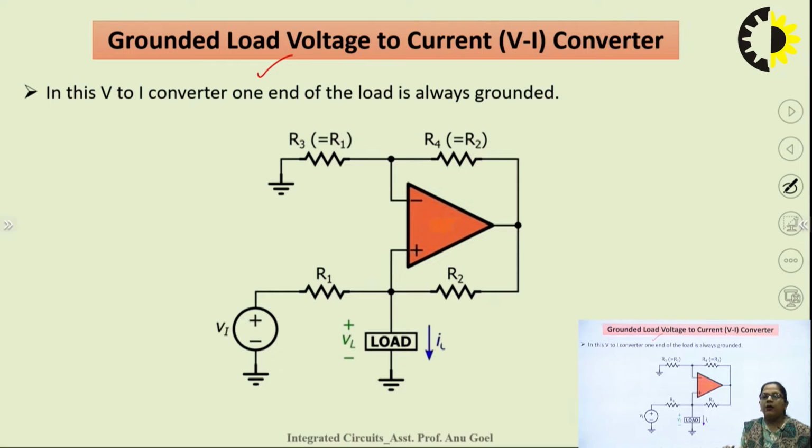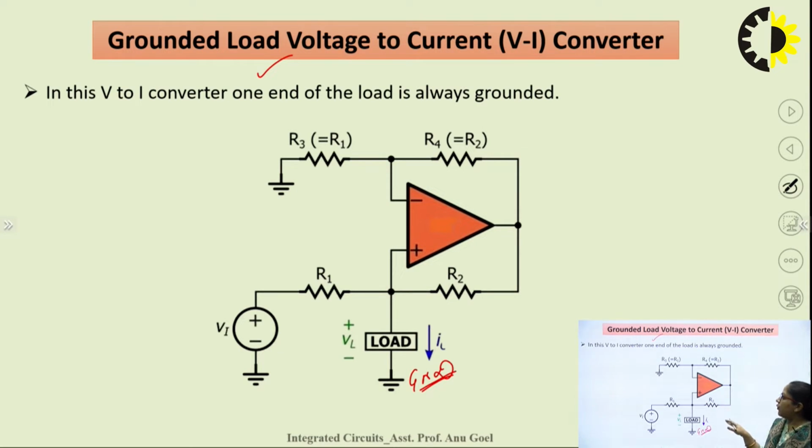Our aim will remain the same: we want to show that the load current is proportional to the input voltage and is independent of the load resistance. So, this is the V2I converter and this is the grounded load V2I converter, because the load is connected directly to the ground terminal. Fine. So, in this circuit again we want to show that this IL is proportional to V in and is independent of this load resistance. How will we show it? We have to do some mathematical calculations.